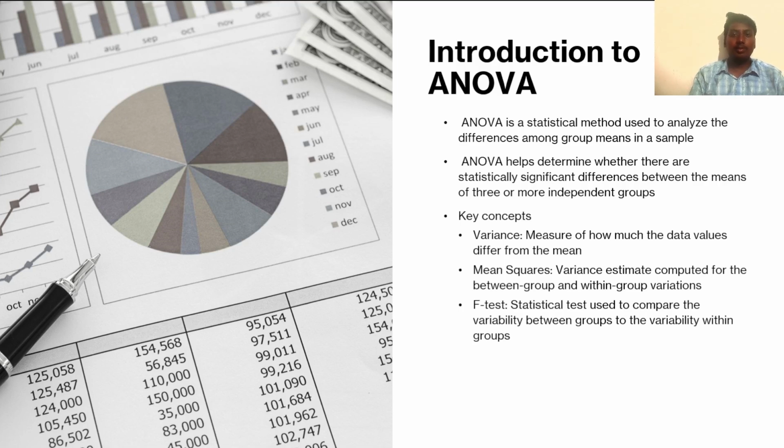Key concepts to remember while solving ANOVA problems. Variance: a measure of how much the data values differ. Mean squares: variance estimates computed for the between group and within group variations. F-test: a statistical test used to compare the variability between groups to the variability within groups.